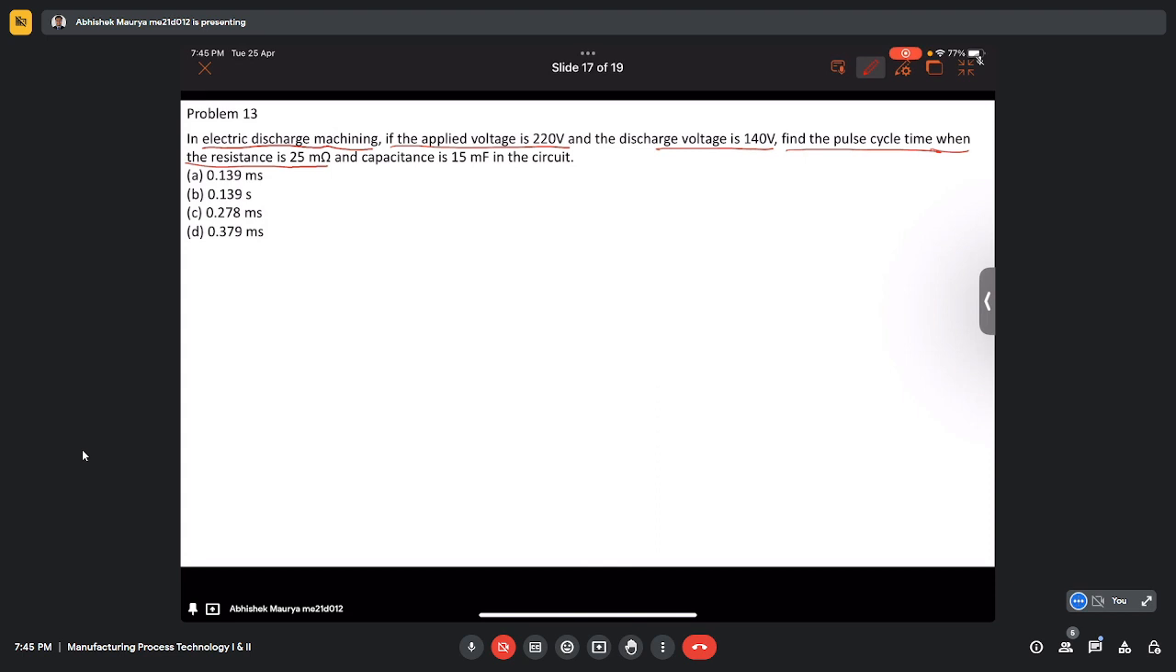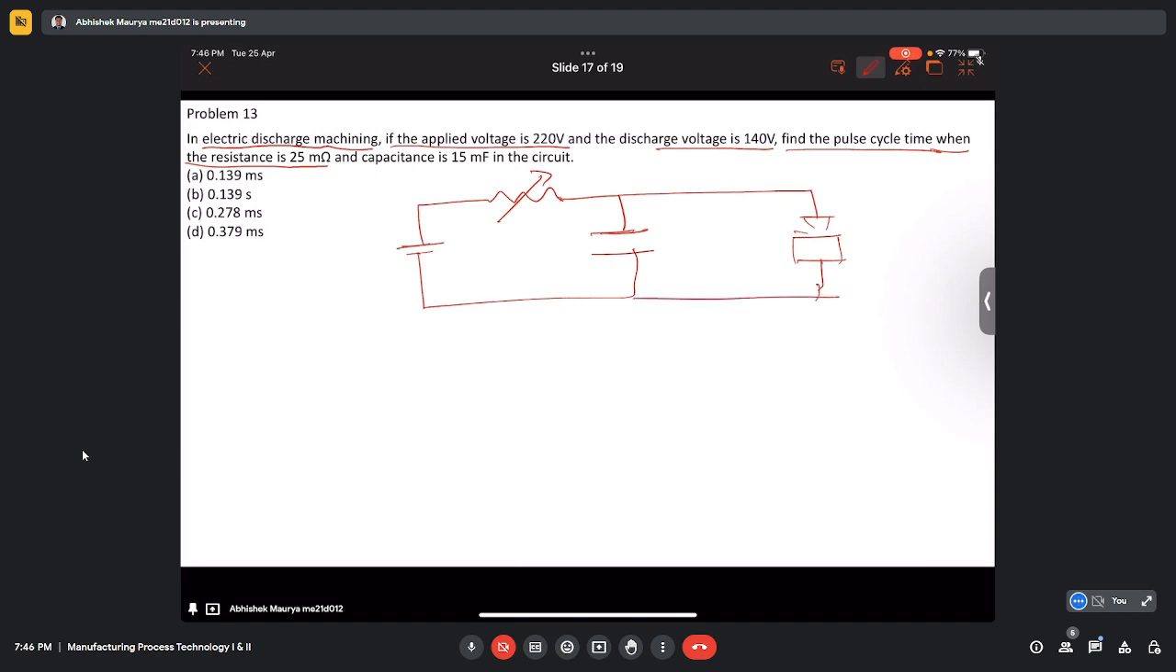If you remember how the circuit of EDM was, it was something like this. It is an RC relaxation circuit. With the help of this circuit, we are trying to create pulse electric sparks. This was R, this was capacitance, and this was the voltage which has been applied. And here we had the discharge voltage. So everything is given here.